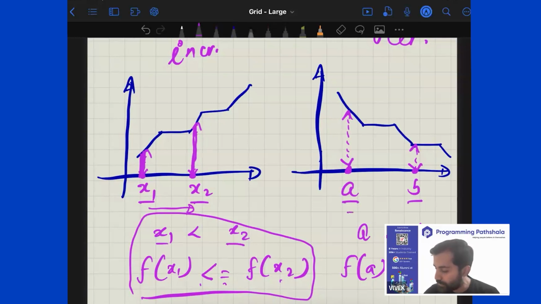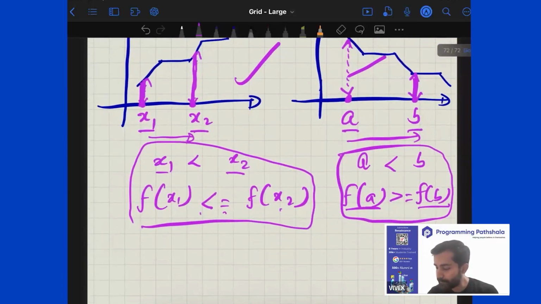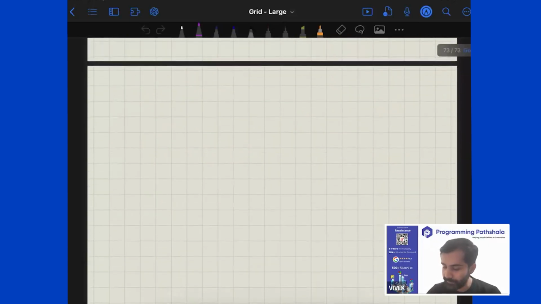Because as you move front, the heights decrease, okay? So the height at this point will be smaller than or equal to the height at that point. So this is one key difference between monotonically increasing and decreasing. Now, why are we talking about it? At what point is it going to be useful for us? For that, let us take a question. We'll take a very simple question.